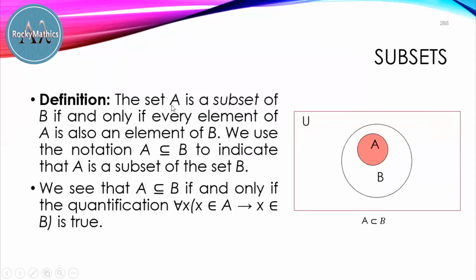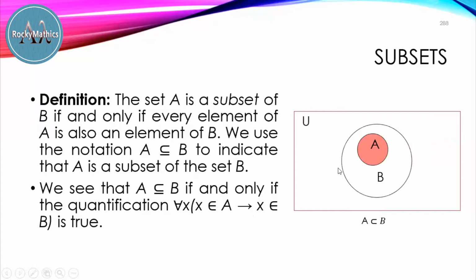So it clearly says here that A is a subset of B if and only if every element, meaning all elements in the set A, belong to set B, for us to say that A is a subset of B. And this is the notation for subset. Okay, now we see that A is a subset of B if and only if the quantification for every x such that x in A implies that x in B is true. So if this quantification is true, then we can say that A is a subset of B.